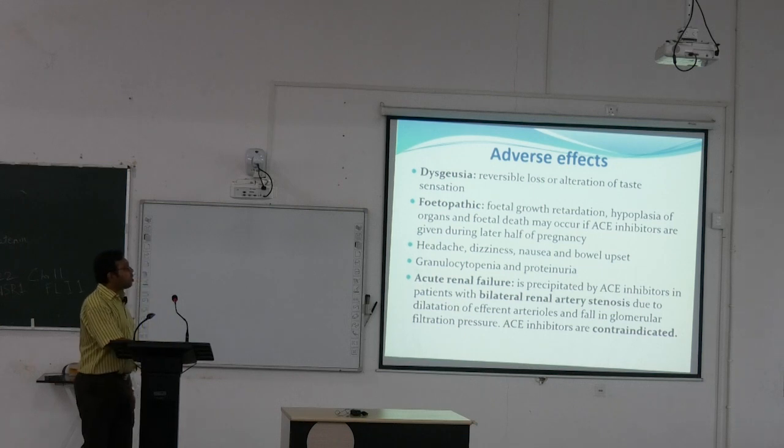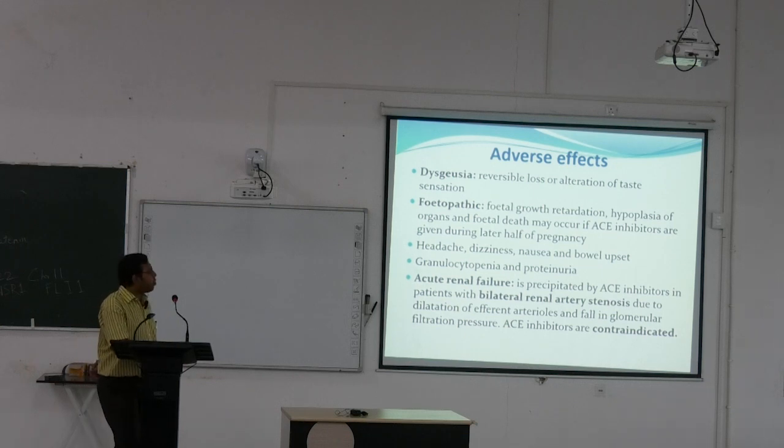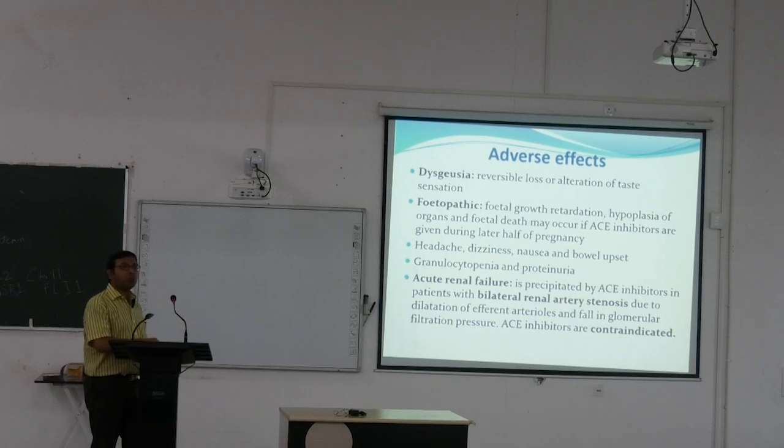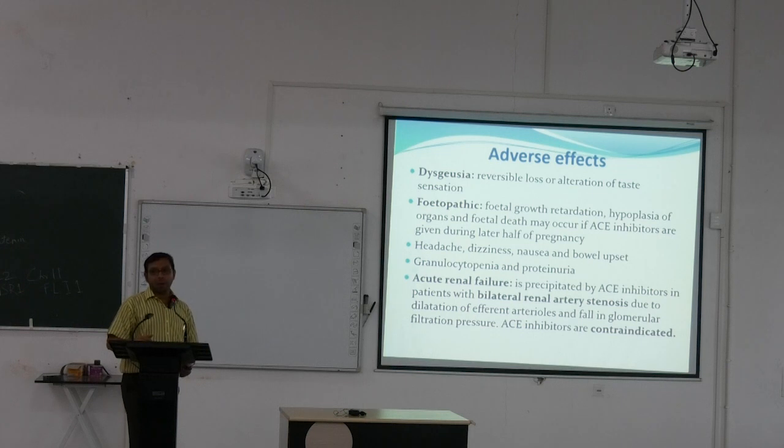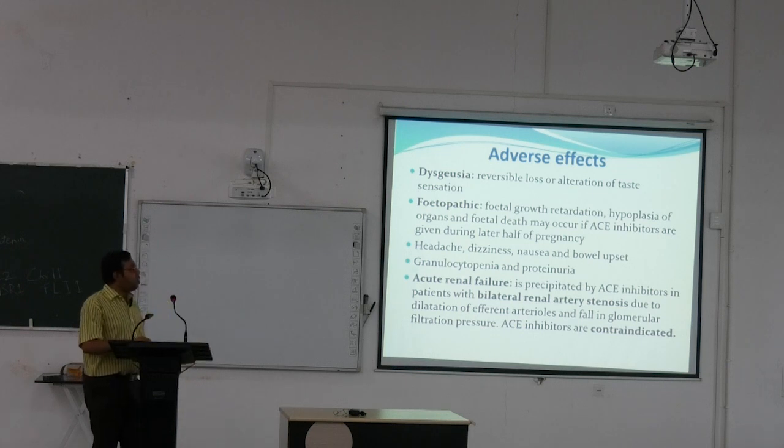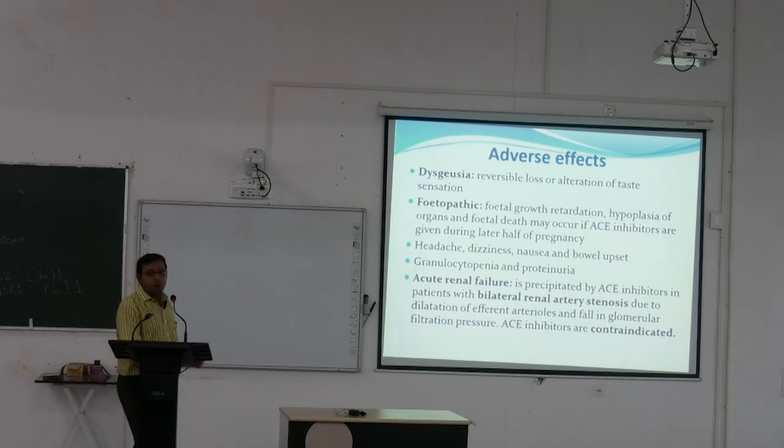Headache, dizziness, nausea and bowel upset can happen in a very small percentage of cases. Granulocytopenia and proteinuria can happen. Another important thing: in bilateral renal artery stenosis, if you are giving the ACE inhibitor, that can precipitate acute renal failure. In both cases, the renal artery that supplies the kidney can develop stenosis. Bilateral renal artery stenosis also presents with a very high rise of blood pressure. In those cases, if we give an ACE inhibitor, acute renal failure can happen. So this is a contraindication of the ACE inhibitor. Very important: bilateral renal artery stenosis is a contraindication of the ACE inhibitor.